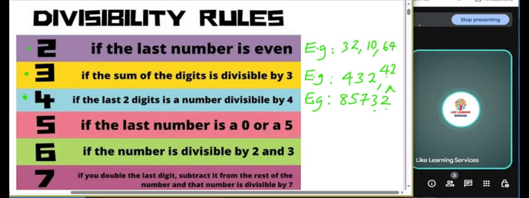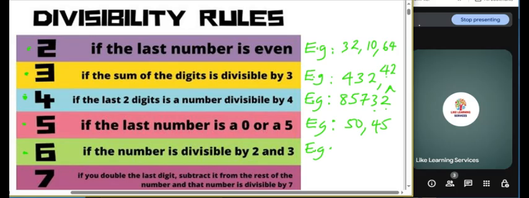All right, number 5. If the last digit is 0 or 5, it is divisible by 5. Actually, that one is easy enough, like 50, 45, and so on. Number 6, quickly: if the number is divisible by 2 and 3. Can you give me examples? A large number.